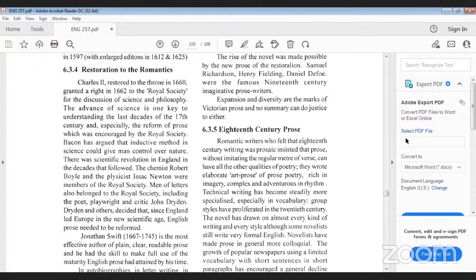Men of letters also belonged to the Royal Society, including the poet and playwright John Dryden and others, who decided that since England was lagging behind Europe in the new scientific age, English prose needed to be reformed.